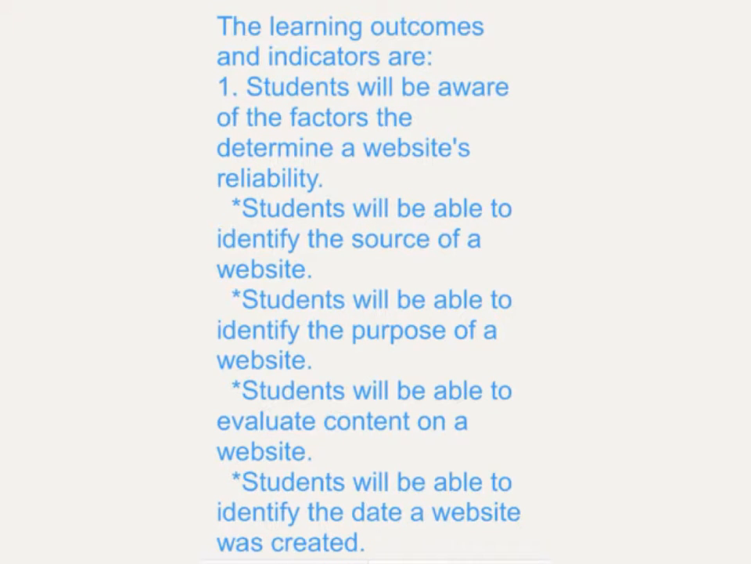The one learning outcome I've got for this unit is that students will be aware of the factors that determine a website's reliability. So the indicators of this learning outcome are that students will be able to identify the source of a website, identify the purpose of a website, and evaluate the content on a website. Students will be able to identify the date that a website was created. And what I hope is that students will put together all this information to determine a website's reliability.